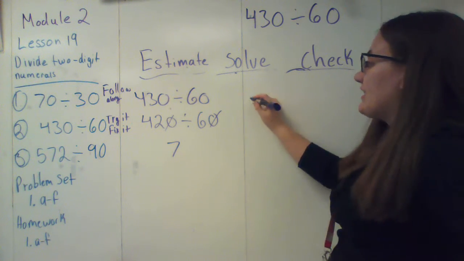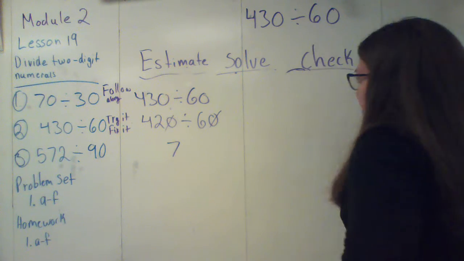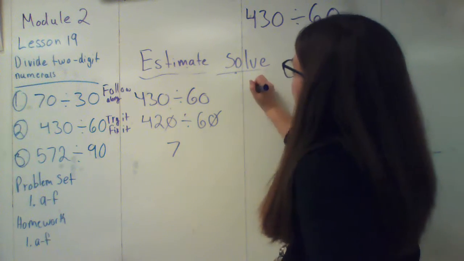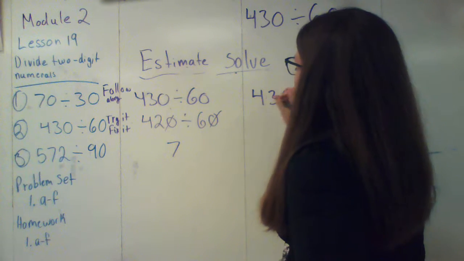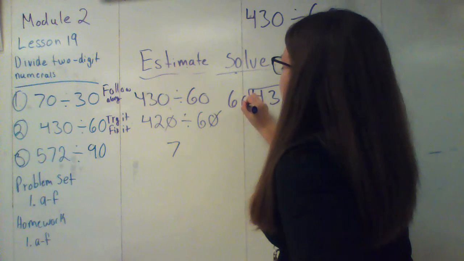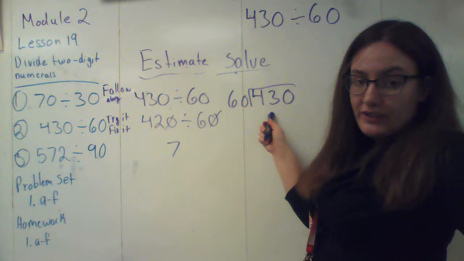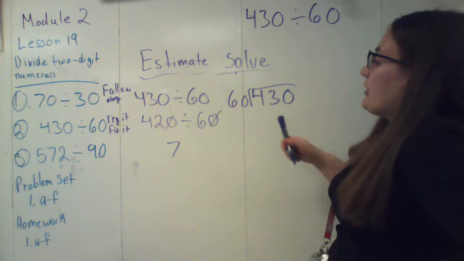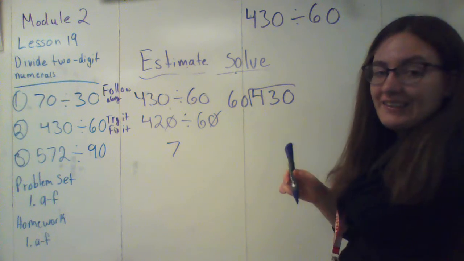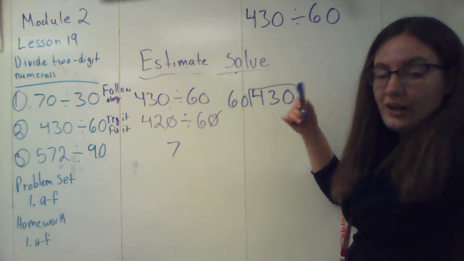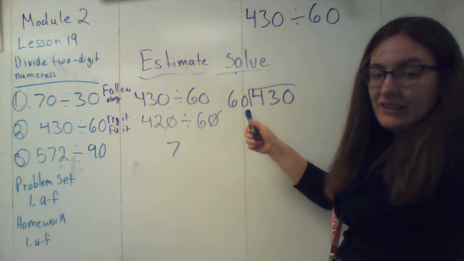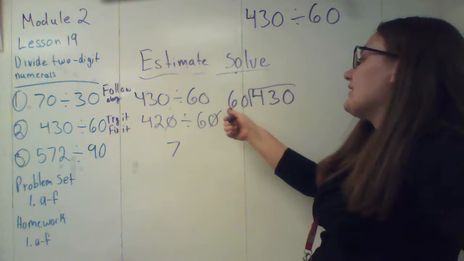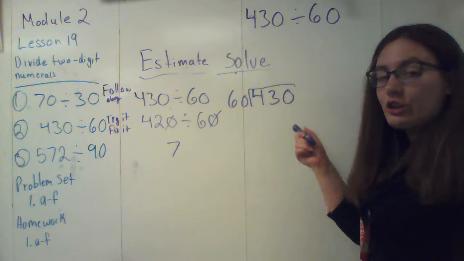Then I'm going to actually set up my standard algorithm. I'm going to move my check over just a little bit because I want to make sure I have room. But I have 430 divided by 60. So the first number always goes inside the box. The second number is always on the outside of the box. So remember, I take this whole number, 60, and I first think, can 60 go into 4? 60 can't go into 4. Can 60 go into 43? 60 can't go into 43. So then I have to think about, can 60 go into 430?